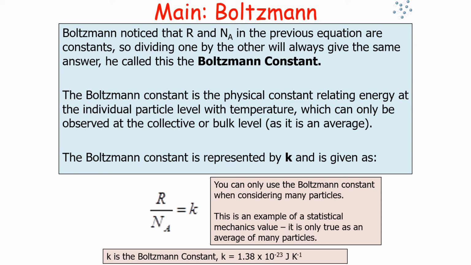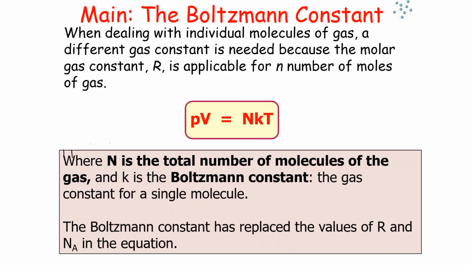So we can then use this to simplify our previous ideal gas equation. When dealing with individual molecules of a gas, we can use a different constant because the molar gas constant is only applicable for n number of moles of a gas. So we can now say PV is equal to nKT, where n is the number of molecules of the gas and K is the Boltzmann constant, the gas constant for a single molecule. So our Boltzmann constant has now replaced the values of R and Na in the equation.